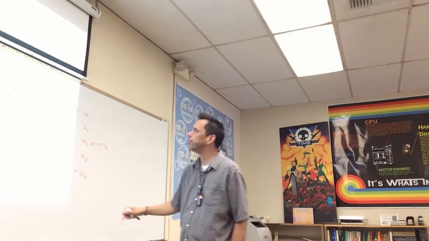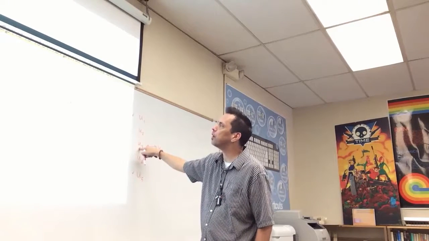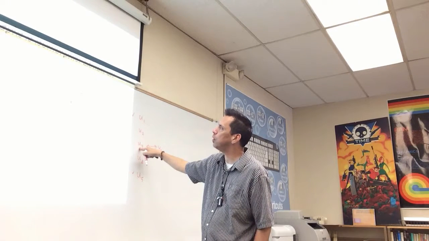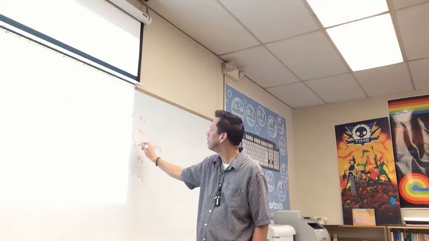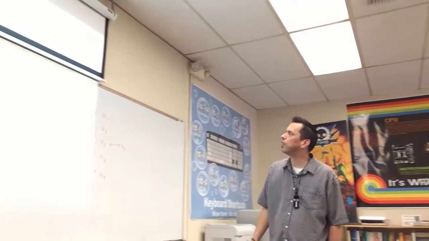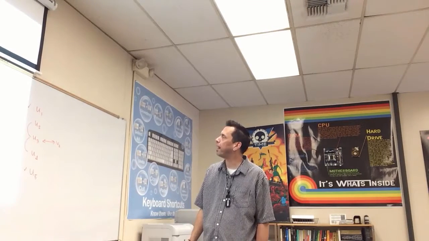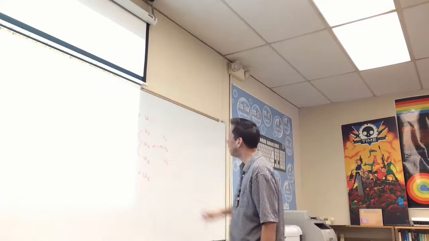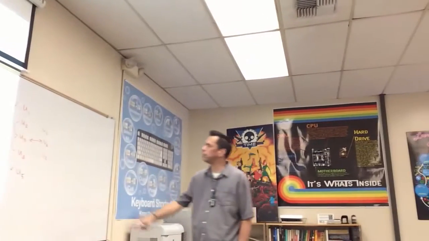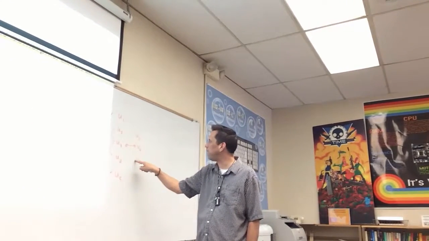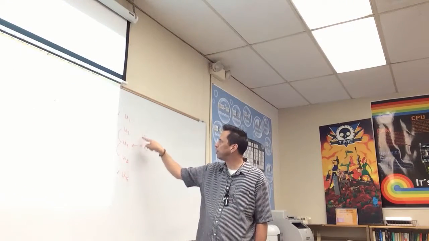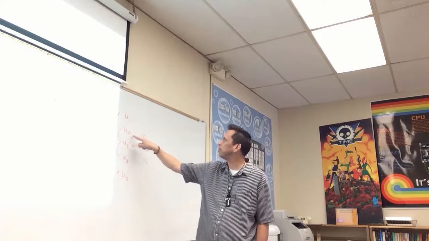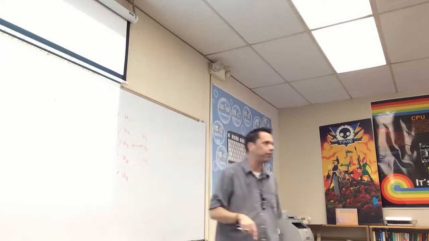Okay, so let's see if we can do this. Start with U3. U3 is adjacent to U2 and U4. V2 is adjacent to V3 and V5. Now, what I have to think about is, should I map U2 to V5 and U4 to V3, or should I do it the other way around? Should I put U2 with V3, U4 with V5? Okay. Well, let's see.